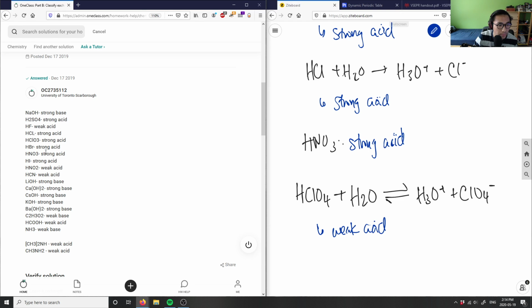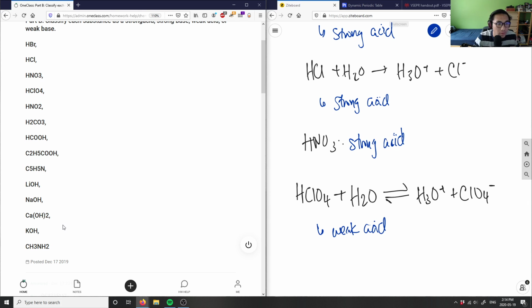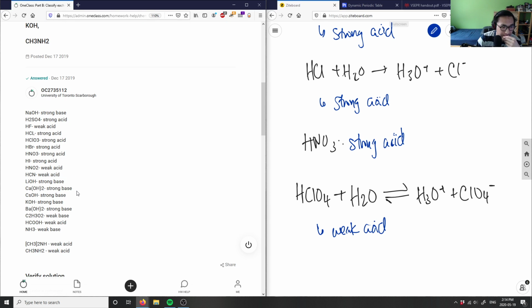HClO4, I don't think they put it here. They put HClO3 minus, but I don't think they put HClO4. Weird. Okay, but this one we know it's a weak acid, so I don't think they included it in the solution here. But this is a weak acid, and I don't think they verified it here, which is okay.